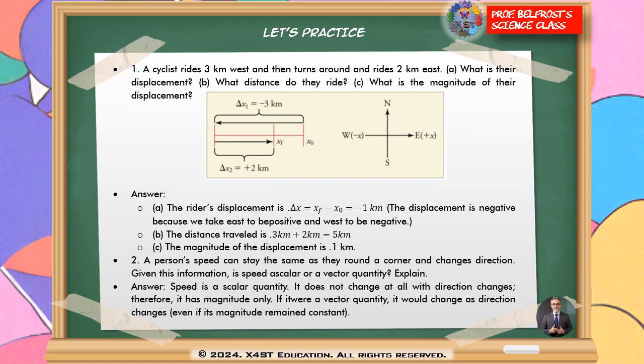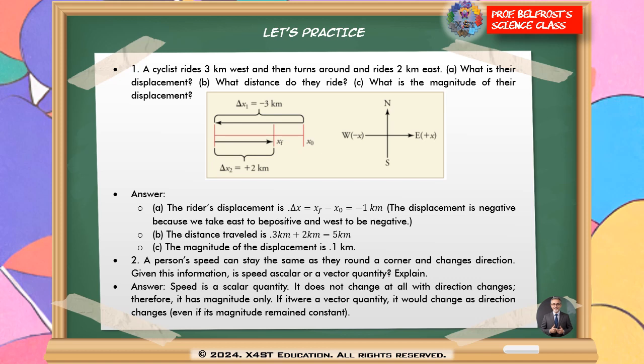Second question: a person's speed can stay the same when they round a corner and change direction. Given this information, is speed a scalar or vector quantity? And explain it. Speed is a scalar quantity. It doesn't change at all with direction changes. Therefore, it has magnitude only. If it were a vector quantity, it would change as direction changes.